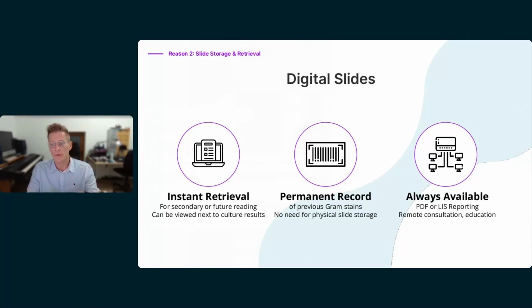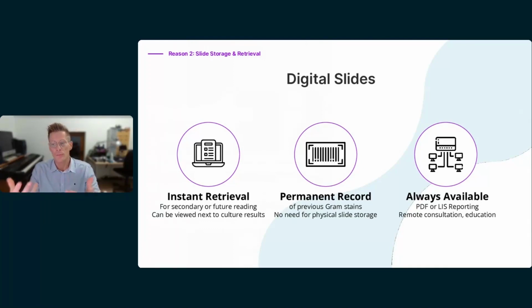It also provides a permanent record of your Gram stains, not just for audit purposes, but it eliminates the need for physical slide storage. And so all of that footprint and disorganization in your lab just disappears. And then lastly, your slides are always available, either using the built-in PDF reporting or the open API that allows you to take any information, including images from our system, and put it back into your lab's reports. You always have them available.